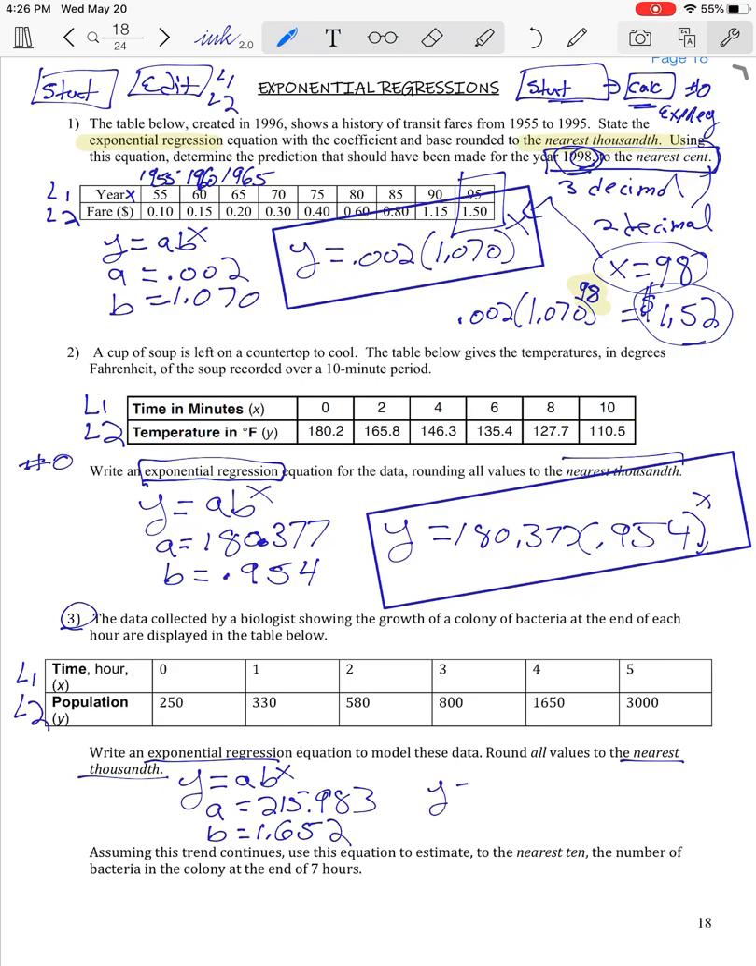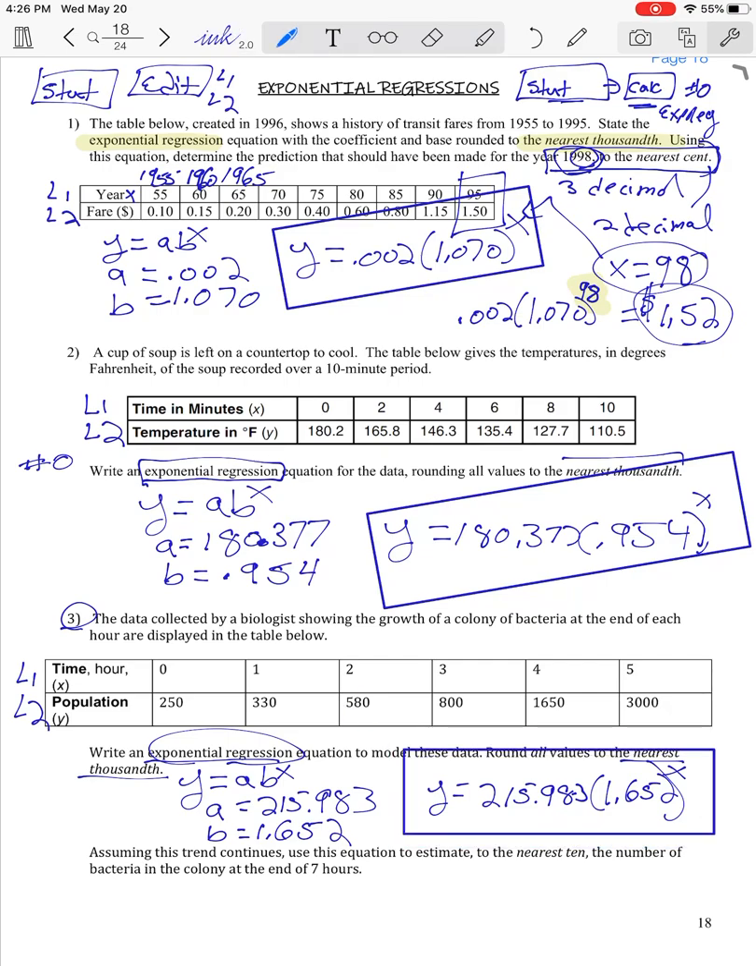Then I'm going to write my equation because what they're asking for is an exponential regression, which is an equation. We can't forget to just plug everything in. 215.983, it's a lot to write, times 1.652, and you raise that to the x power. There is my answer. That's my equation.